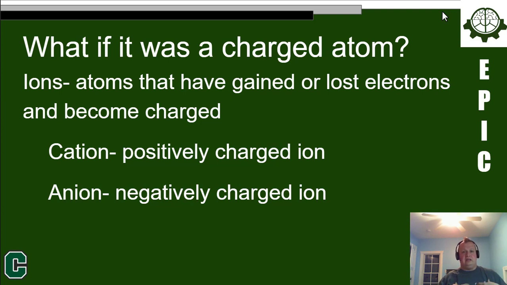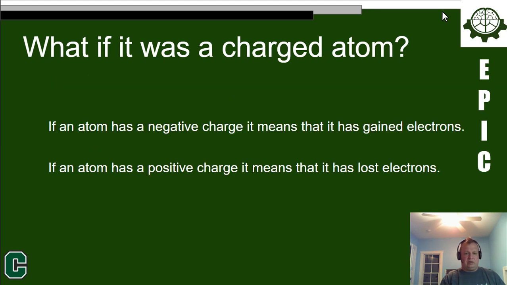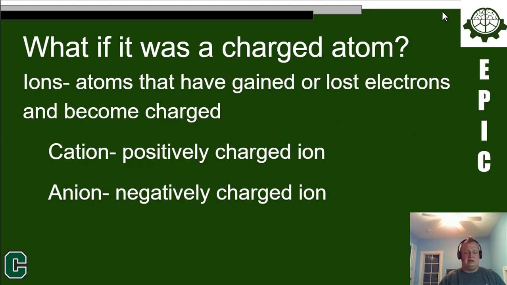So for me, I remember that cation is a positively charged thing because the t in cation, if you write a lowercase t, kind of looks like a plus sign. So that's up to you. However you want to remember it, if you like cats, then remember it because cats are positive. Otherwise, remember it because the lowercase t looks like a positive or plus sign.